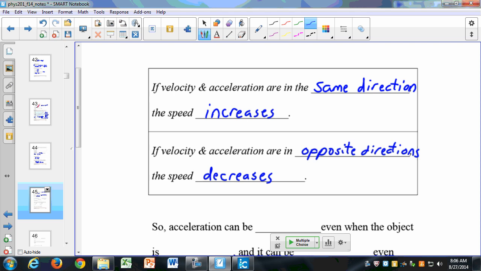Right? So negative acceleration does not mean deceleration. Negative acceleration just means accelerating in the negative direction. Sometimes negative acceleration means deceleration, like when it goes up in the air, right? That's decelerating, but only because the acceleration and velocity are in opposite directions. So the point is, negative acceleration does not mean deceleration.